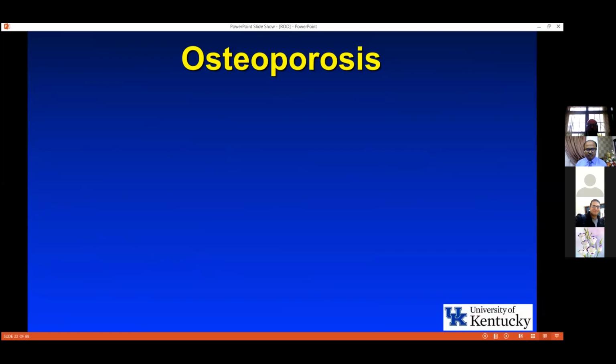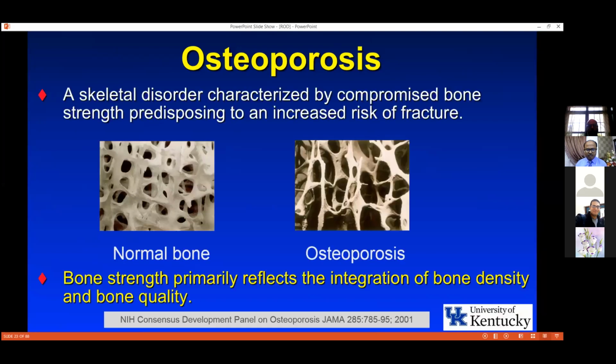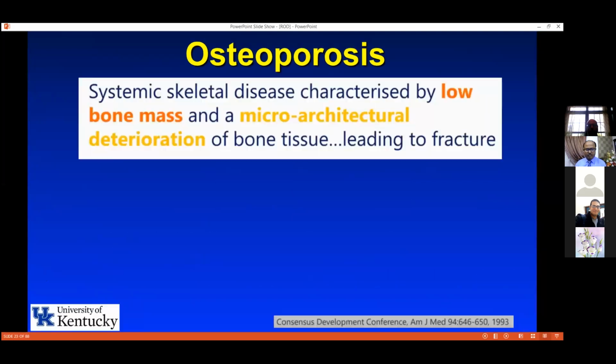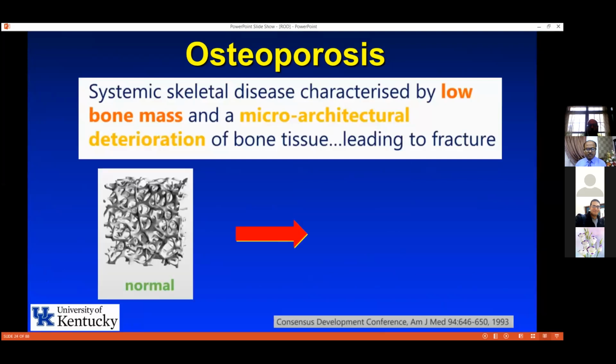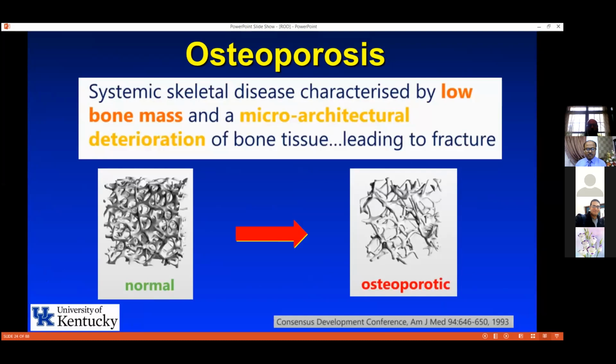Then we discussed the definition of osteoporosis by NIH, which is a compromised bone health that includes bone density and bone quality. So this is another definition. If you want to use the WHO definition, which is an older definition made in 1993, it's a skeletal disorder characterized not only by low bone mass that you can detect and evaluate by DEXA scan, but also by microarchitecture deterioration of the bone that leads to fracture.